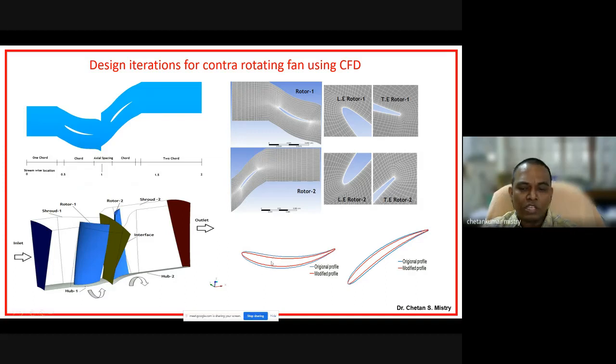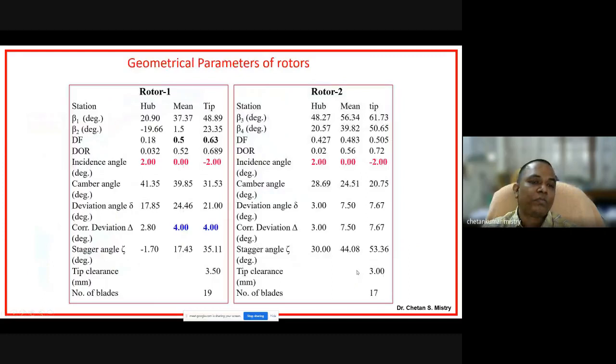So this is the original SIPO profile. Now I have modified it. You can understand what exactly I have done. I have modified my maximum thickness. I have modified the location of my maximum thickness, keeping all angles the same for both the aerofoils. Now these are the geometrical parameters.